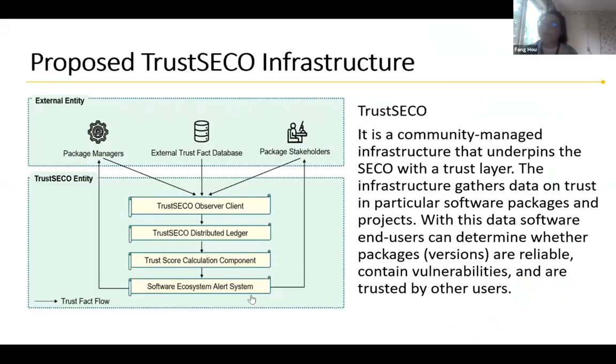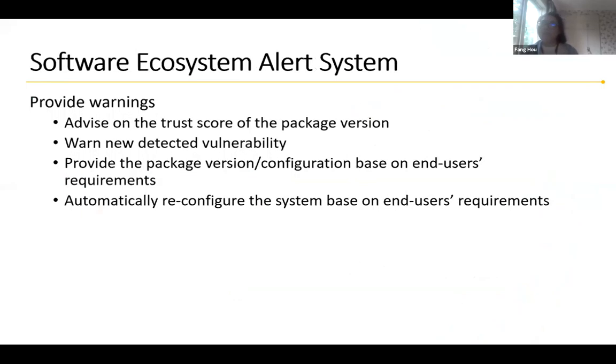The trust goal has been calculated, and the trust fact and trust goal will be shown to the participant by the alert system. Meanwhile, some warnings will be shown to the stakeholders in the system as well. For example, if the trust goal of a currently used package is reduced, or any attack or vulnerability is detected, the alert system will show the relevant information to the participants.